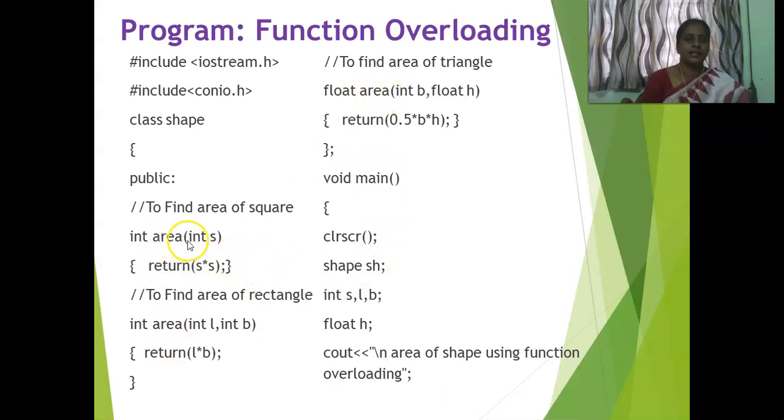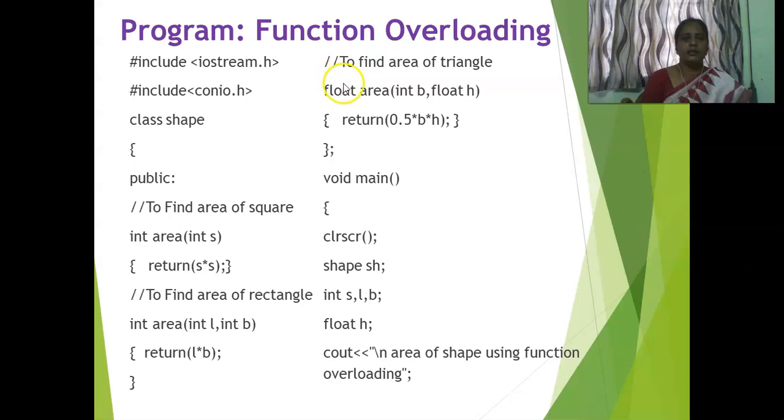See, the first area function: its return type is integer and it has a single integer argument. Inside the function definition, it is returning s into s. So this function is to find the area of a square. This is the second area function and its return type is integer. It is taking two arguments of integer type. It is returning l into b. So this is to find the area of a rectangle.